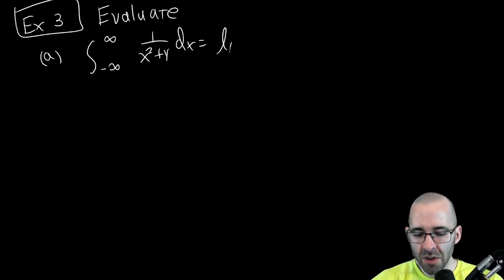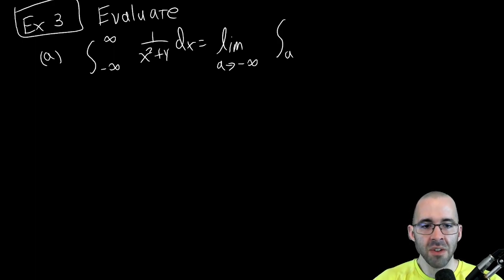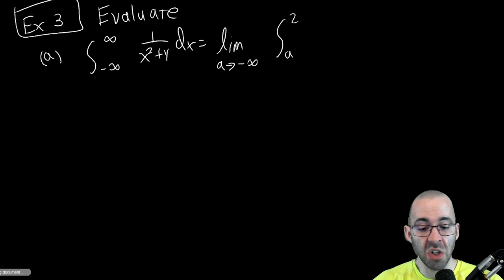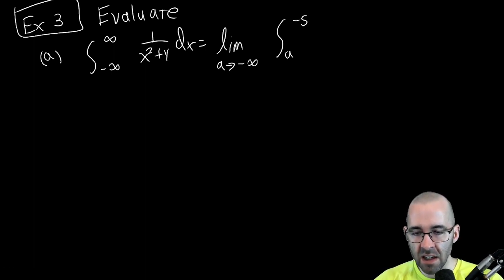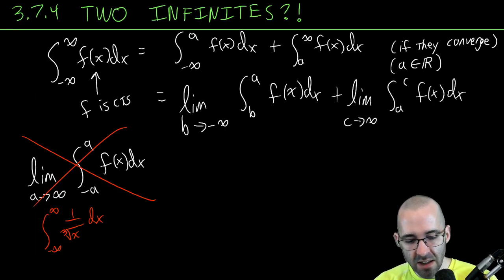We can write this as two integrals. It's going to be the limit as, we can use whatever letters we want, a goes to negative infinity from a up to 2, up to 0. Up to negative 5, up to pi. Whatever your heart desires. When we did this, a can be any real number. You get to choose.